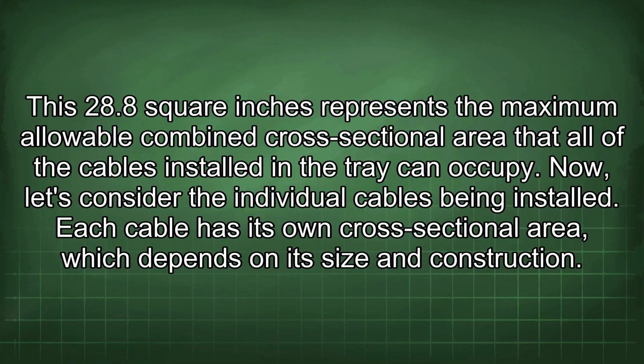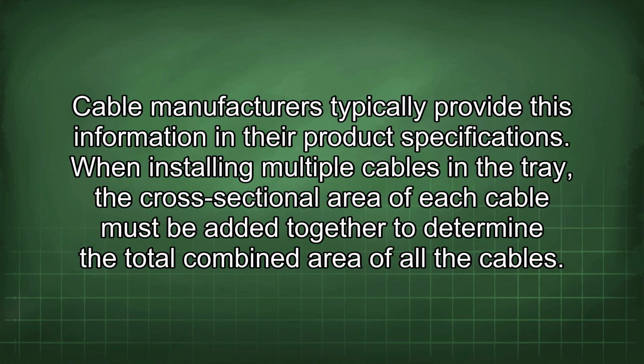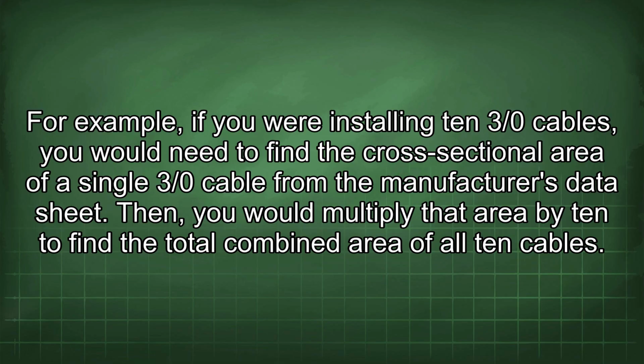Each cable has its own cross-sectional area, which depends on its size and construction. Cable manufacturers typically provide this information in their product specifications. When installing multiple cables in the tray, the cross-sectional area of each cable must be added together to determine the total combined area of all the cables. For example, if you were installing 10 3/0 cables, you would need to find the cross-sectional area of a single 3/0 cable from the manufacturer's datasheet. Then, you would multiply that area by 10 to find the total combined area of all 10 cables.